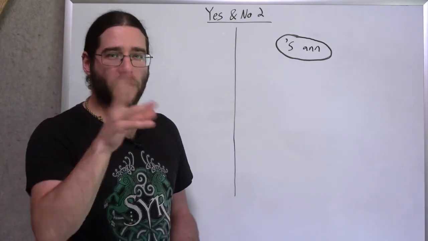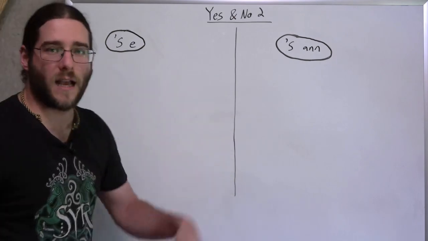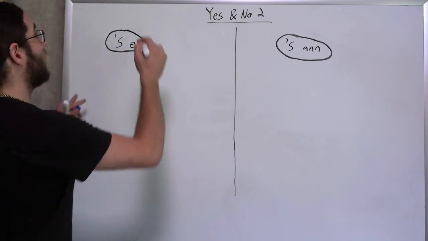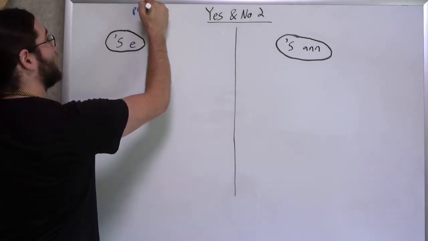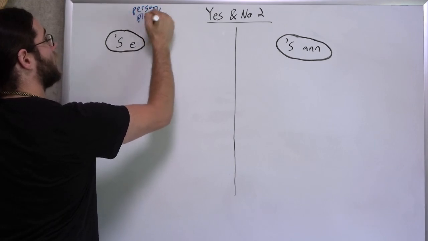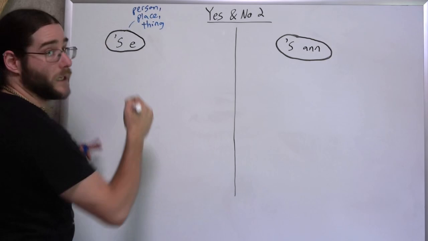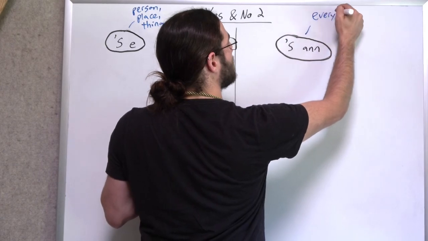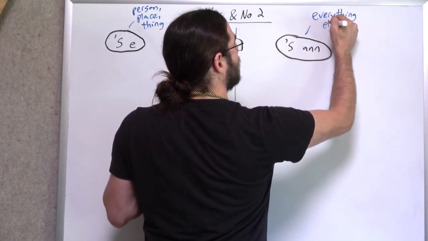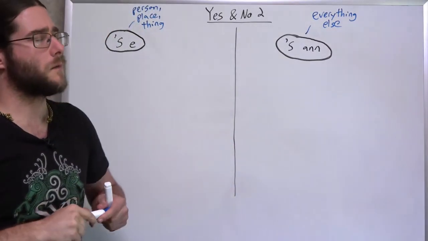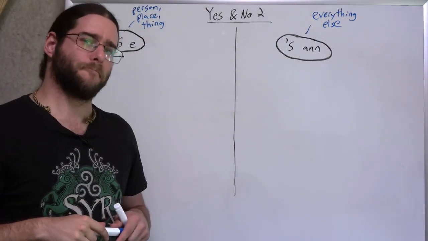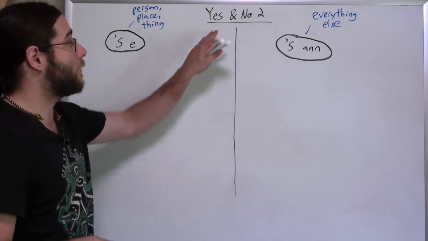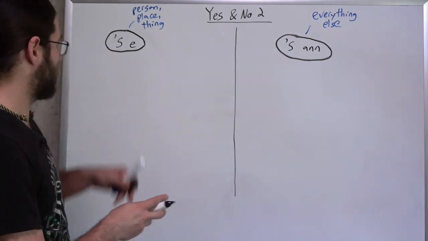So just as a wee refresher, a really quick one, sé and saon, they both mean it is, but they emphasize different things. Sé emphasizes a person, place, or thing, right? Essentially a noun. Saon is everything else. And saon is often used for adjectives, for describing words. So let's get some sentences up on the board and work through the ways of saying yes and no with them. So let's start with sé.